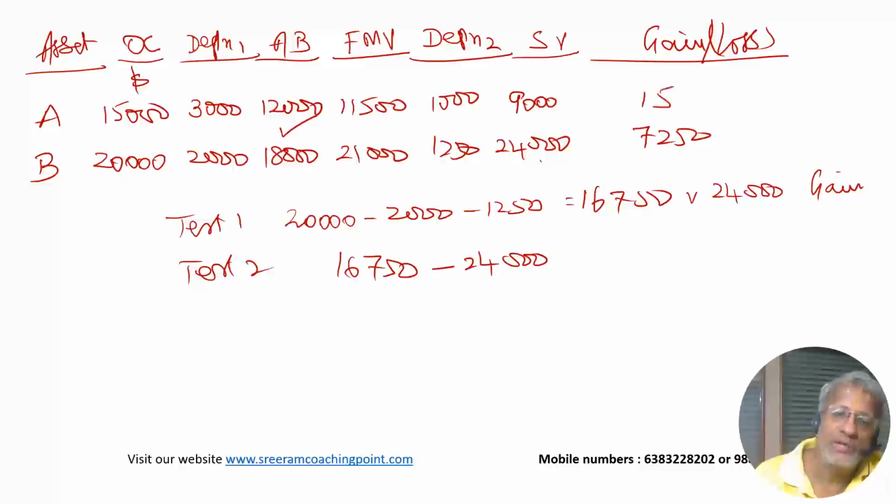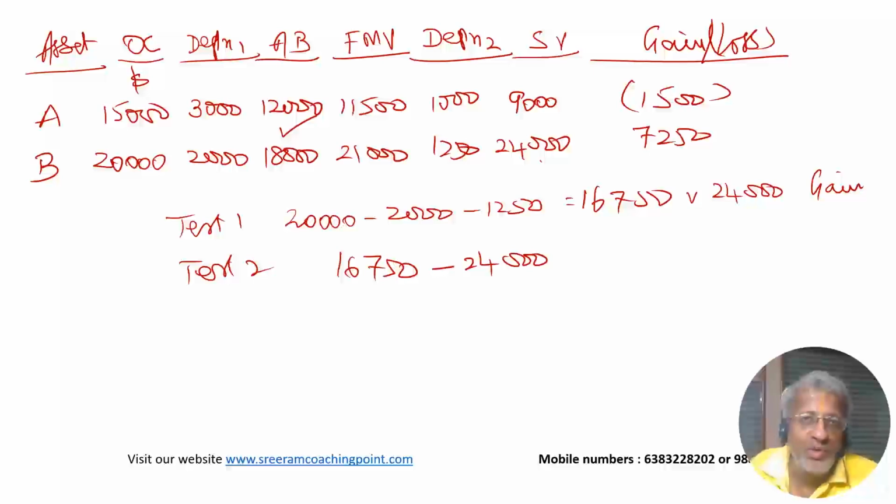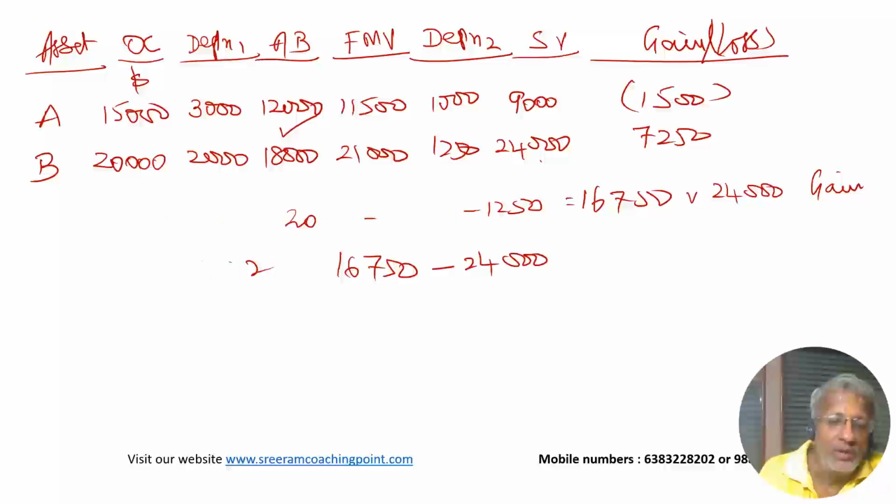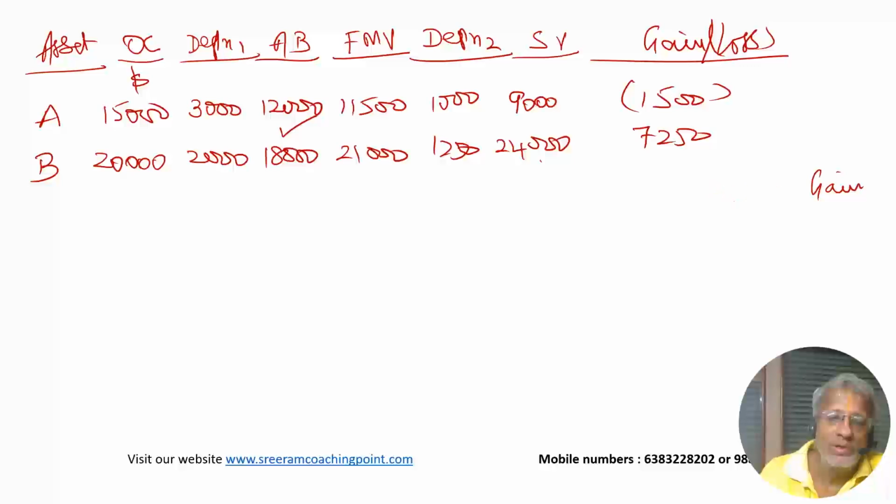So in the earlier one I forgot 1,500. I hope things are clear for you, as the test 1 gain and the test 2 gain will be the same. The first stage and the second stage will give you the same result. Now let us try two more, then we can understand how it operates.